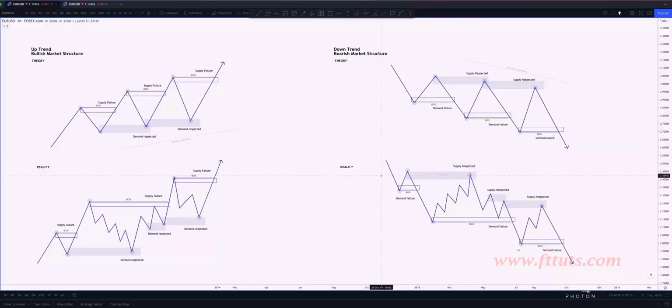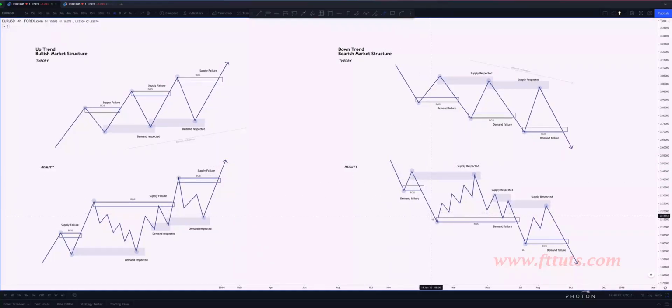So a bit more of a realistic example down here, right? We have a bit more of a complex pullback. We pull up into the apex of that move, the origin of the move that caused that swing break of structure there. So supply then holds. We try to come down, doesn't initially break that structure. Potentially, there can be some very minor demand within here.